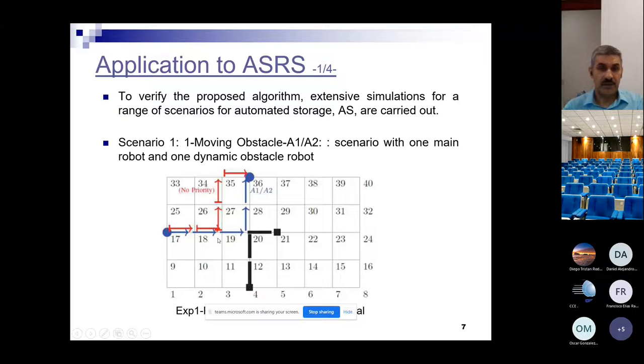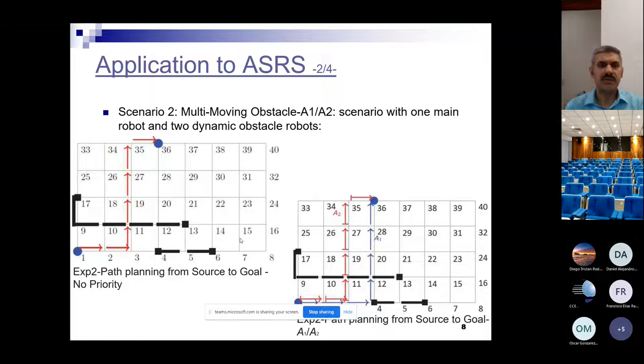At this point, if you look at the path, it looks the same, five steps, but actually the robot in the no-priority case had to apply two curves, turning here once and then turning up another time, so two turns, while the blue line is just doing one turn.